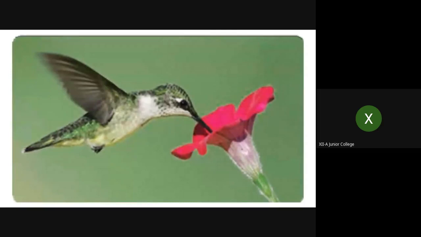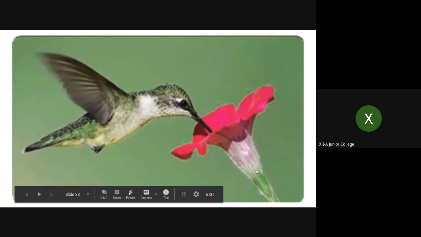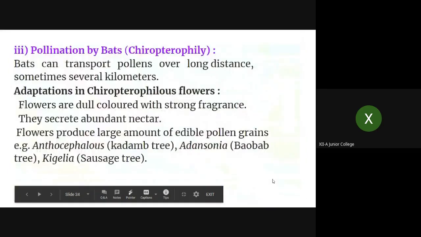This is the example picture you can see here. You can see the bird is very small in size. Then the beak is long so that it can reach the base of the flower. You can see here, this is the base of the flower where the nectary gland secretes the nectar. So this beak can reach, and the structure of the flower is like a funnel shaped or tubular structure so that it can reach it.